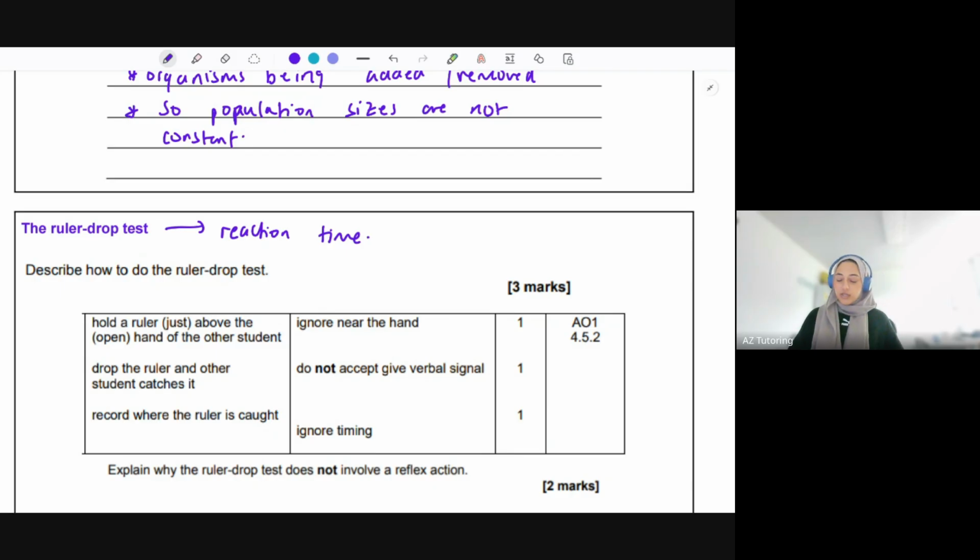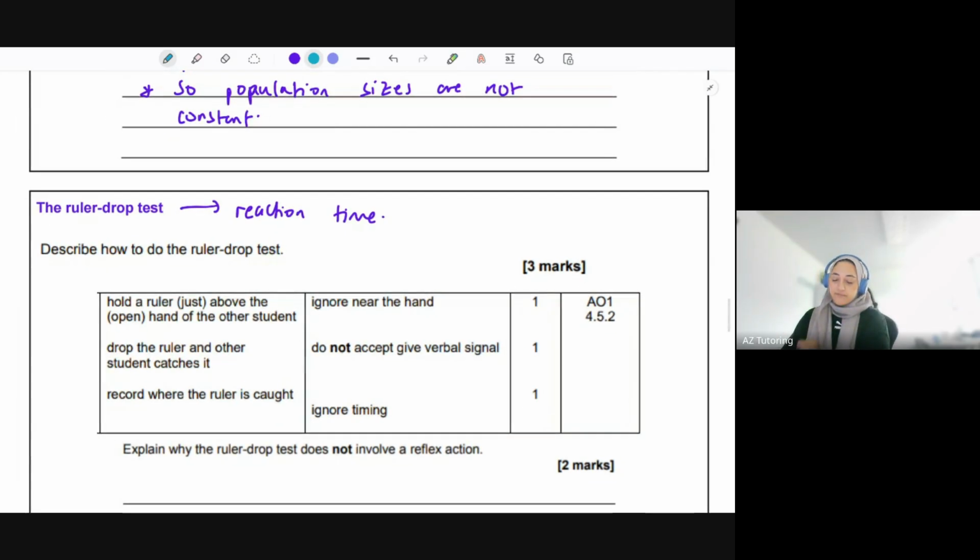So this is a mark scheme from describing how to do a ruler drop test for 3 marks. And this is what the mark scheme wants you to say. Hold a ruler just above the open hand of the other student. So ignore "neither hand". They will not give you a mark for this, meaning a lot of people put this down. So just be careful of that.